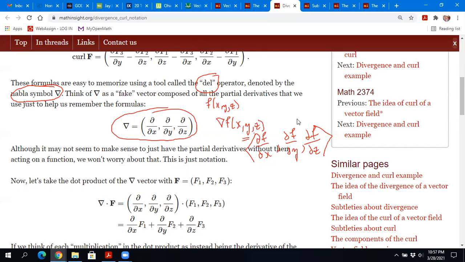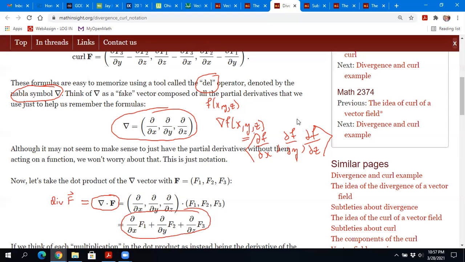But del dotted with a vector field f gives you the formula, don't you see? So del dotted with that is an alternative notation, if you will, for the divergence of f.